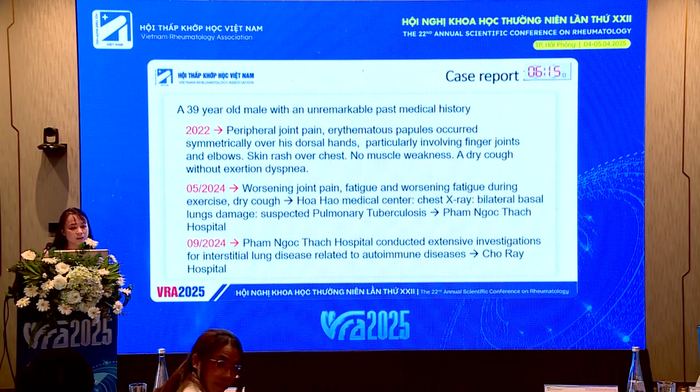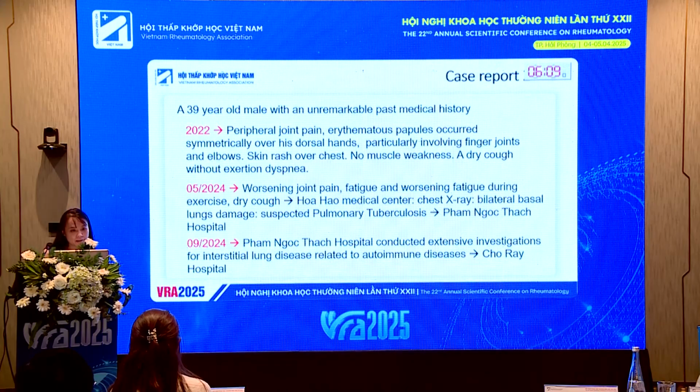A 39-year-old male in 2022. He had peripheral joint pain and erythematous papules occurring symmetrically over his dorsal hands, especially involving finger joints and elbows. He also had a skin rash over his chest, no muscle weakness. In May 2024, he had worsening joint pain, fatigue during exercise, and dry cough. He came to Hahao Medical Center where a chest X-ray was conducted with a result of bilateral basal lung damage. Specialists there suspected pulmonary tuberculosis and transferred him to Phongmothap Hospital.